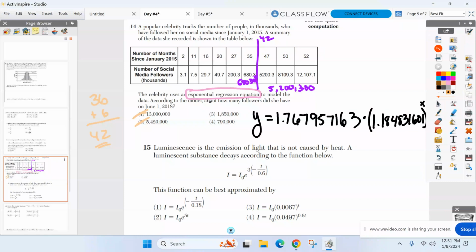Okay, so how do I actually find my final answer here? Now that I have the equation the calculator did for me, how do I actually figure it out? Number of months since January, that's going to be my X values. Number of social media followers are my Y. So where can I plug in 42 now? For Y, or for X? Which one's the number of months? X, right? So now I can take 42, plug it in for X, and see what my Y value is going to be.